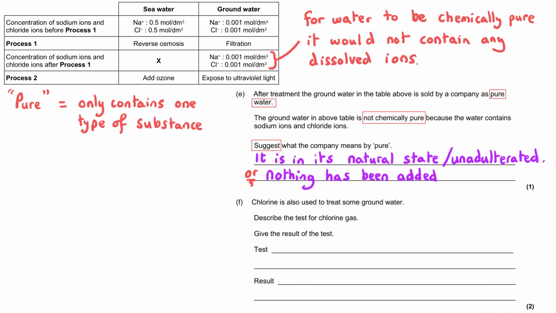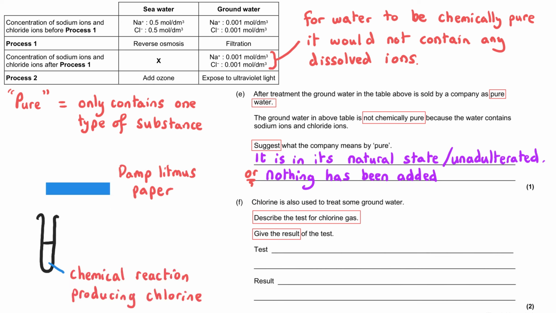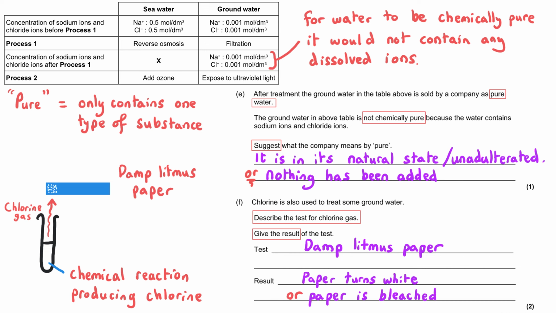And then we're told that chlorine is also used to treat some groundwater. That's to sterilise it. That's another mechanism for destroying those microbes. And we've been asked to describe the test for chlorine gas and give the result. There's 2 marks here. There'll be 1 mark for each. The test for chlorine gas is to use damp litmus paper. And it's really important that it is damp litmus paper. And what the chlorine does is it turns this paper white, or we could say it bleaches the paper.